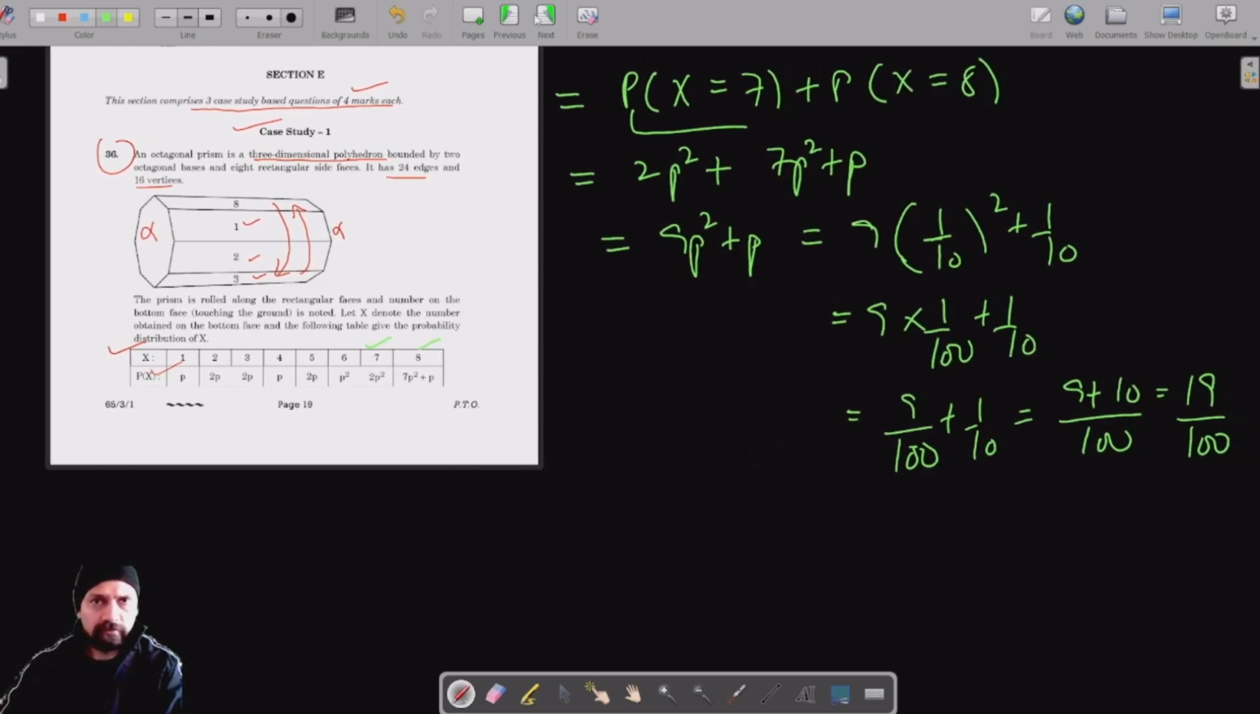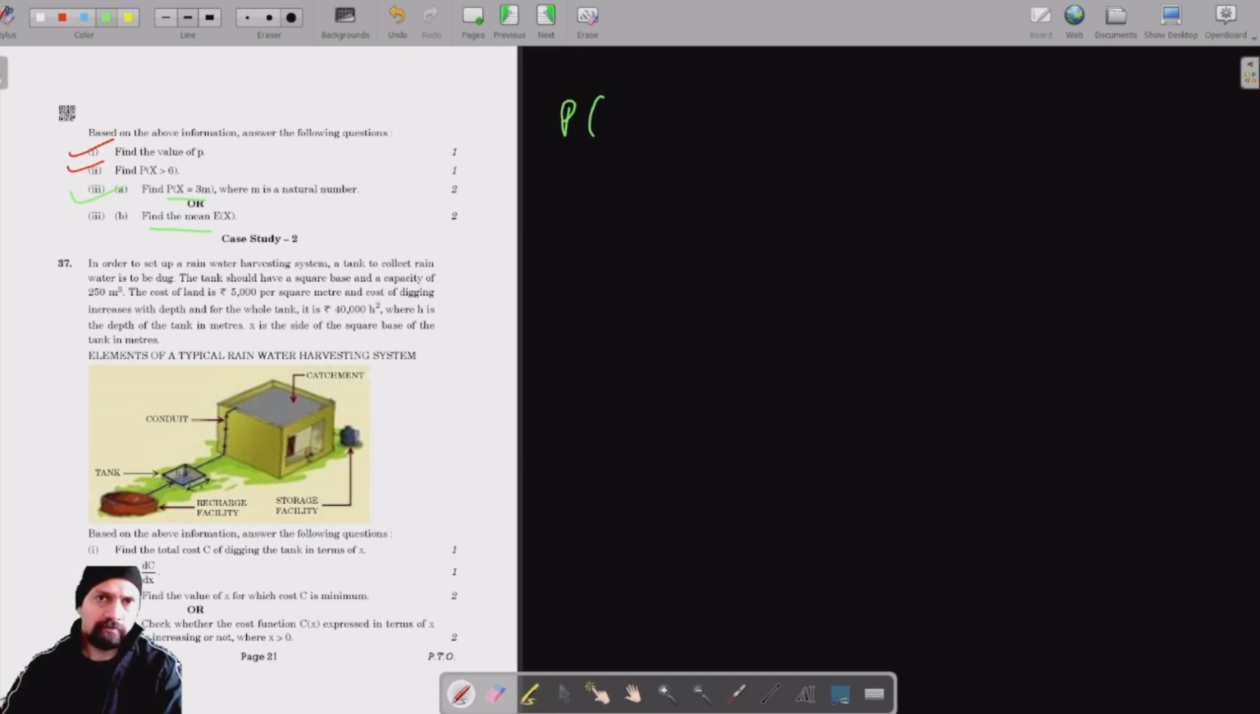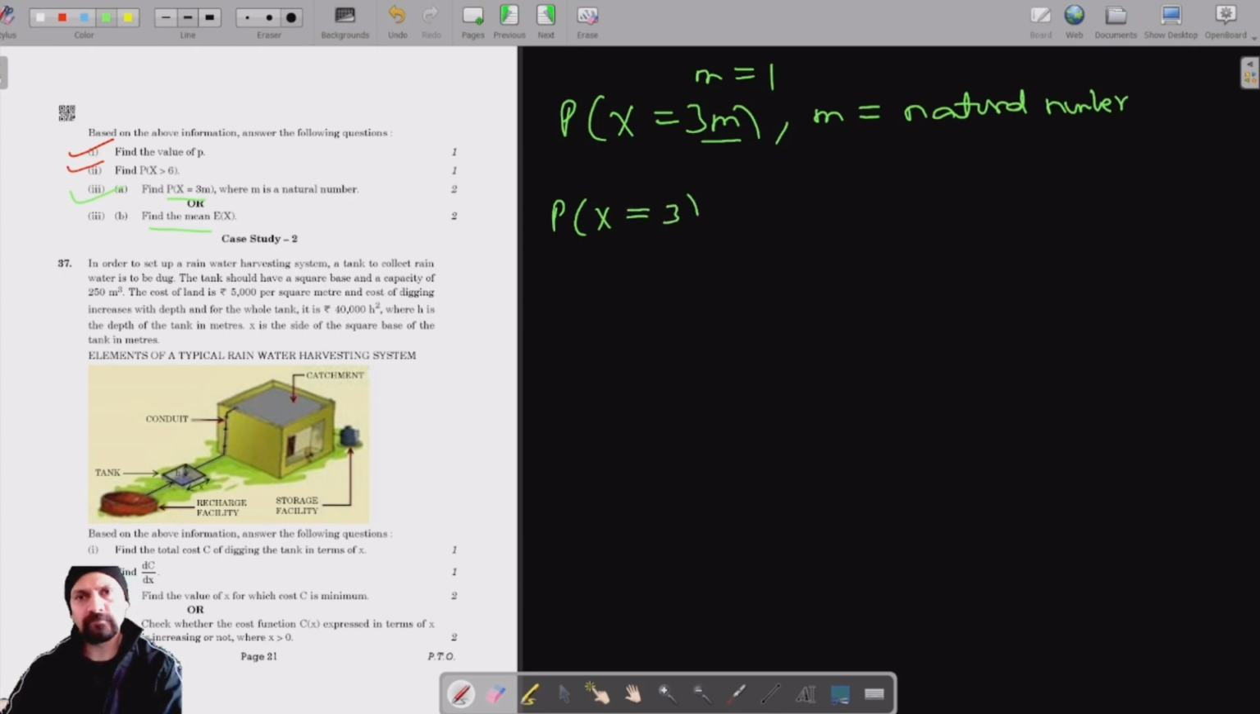Now moving on to part 3, we have to find P(X = 3m), where m is a natural number. So P(X = 3m), and m is a natural number. Natural numbers start from 1, so if we put m equal to 1, that gives me P(X = 3). And if I put m as the next natural number, 2, that gives me probability of X equal to 6.